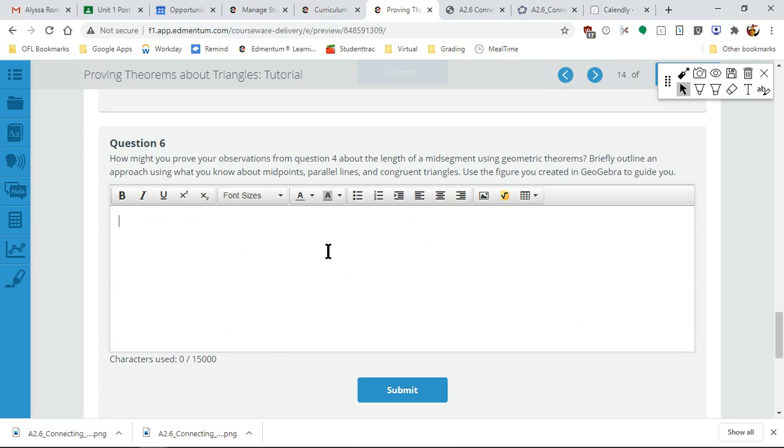So, how might you prove these? We would say that the top triangle is half the size of the total triangle. This is one I'm just kind of writing down. We're not going to say this. We're not going to go into official proofs because it's asking us to explain it by our observations.